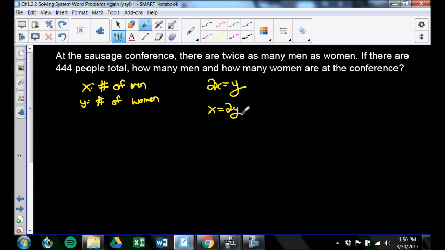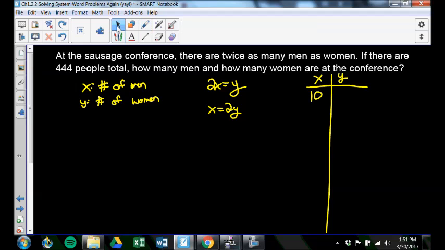Let me try and convince you of that. Here's a table showing the number of men and the number of women. Let's say there were 10 men present. And I know there's not 10, there's not going to be 10, but pretend there was 10. If we have twice as many men as women, and I'll even just label X and Y as men and women.